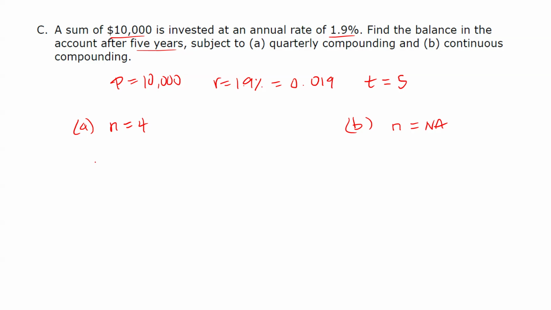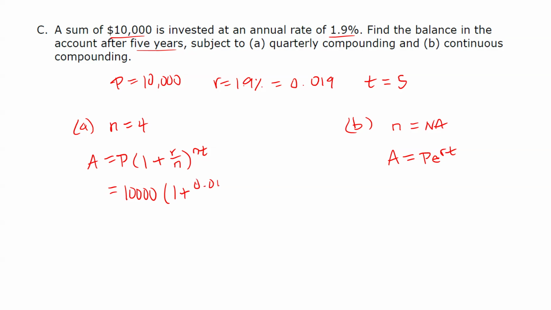So for compounding quarterly, our formula will be A equals P times 1 plus R over N to the power NT. And for compounding continuously, our formula will be A equals P times E to the power RT. Okay, so let's substitute in our values for A. So we'll have 10,000, not 1,000, times 1 plus 0.019 divided by 4 raised to the power 4 times 5.